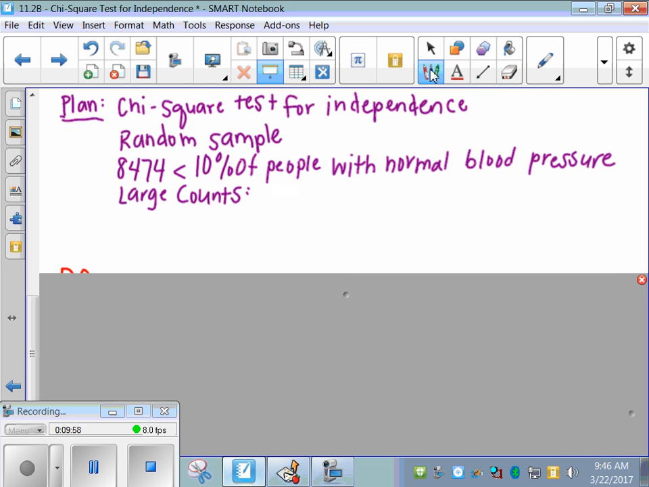So for our large counts, we've got 106. By the way, you have to do decimals. Remember that, right? If you don't do decimals, you will lose points on the AP test because they want you to know that expected values can be decimals.